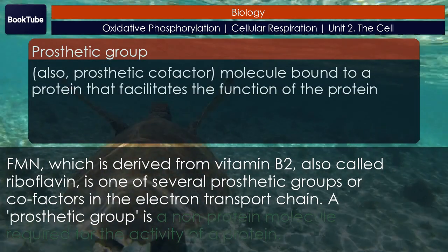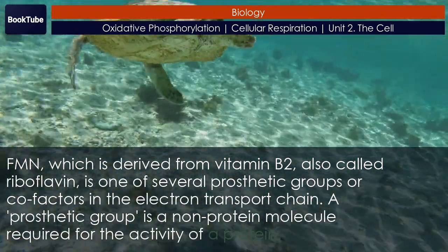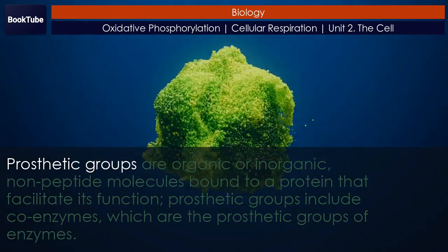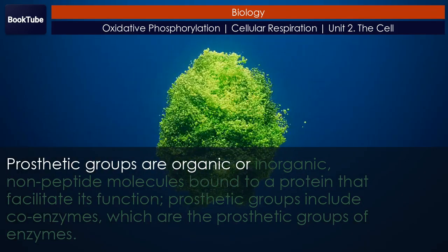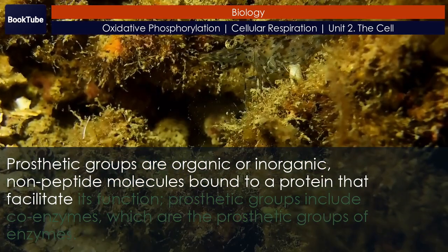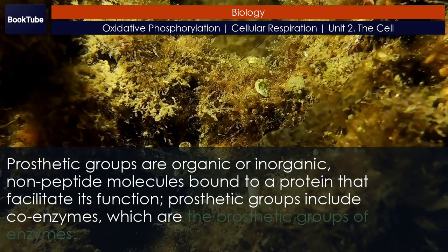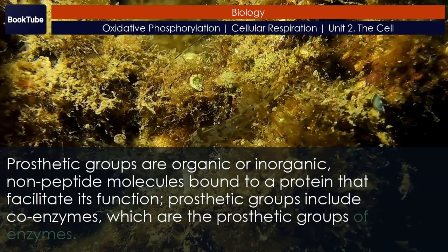A prosthetic group is a non-protein molecule required for the activity of a protein. Prosthetic groups are organic or inorganic, non-peptide molecules bound to a protein that facilitate its function. Prosthetic groups include coenzymes, which are the prosthetic groups of enzymes.